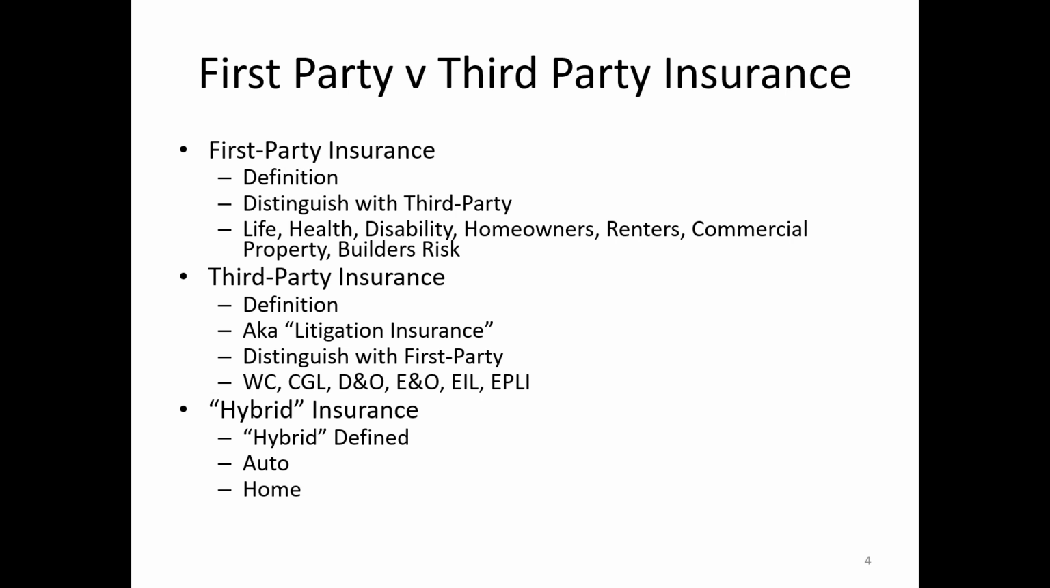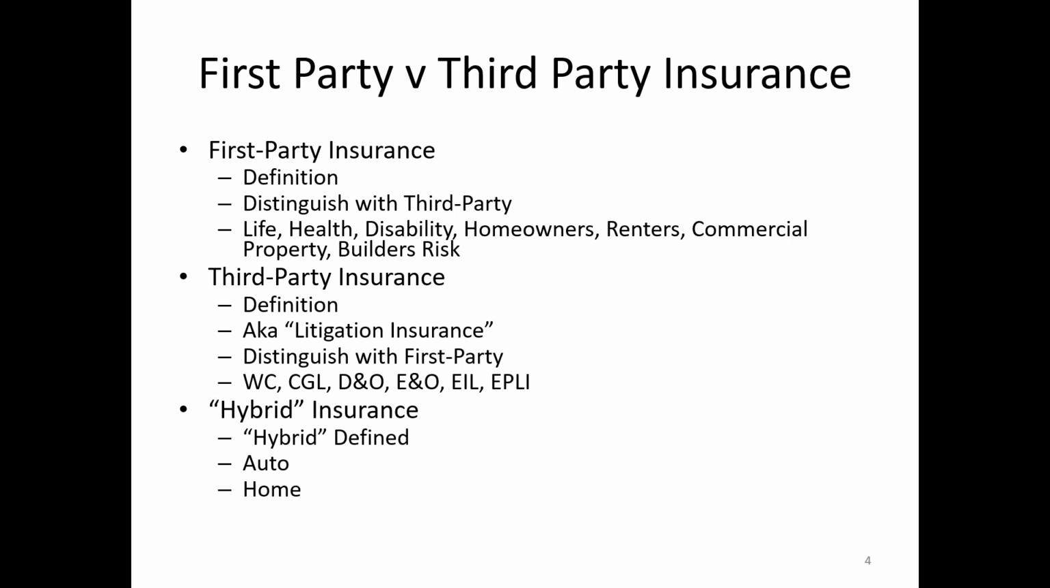Examples of first party insurance are life, health, disability, homeowners, renters, commercial property, and builder's risk, where the loss is actually suffered by the policyholder. With third party insurance, the loss is actually suffered by the third party. It's also known as litigation insurance because a third party is going to sue the policyholder for the loss he, she, or it suffers. Some examples are workers' comp, comprehensive general liability, directors and officers, errors and omissions, EIL, which stands for environmental impairment liability, and EPLI, which stands for employment practices liability insurance.